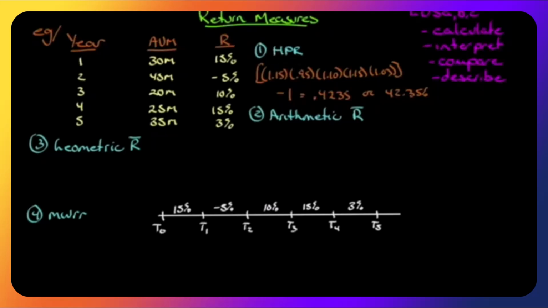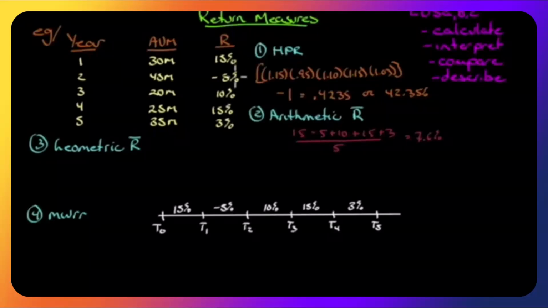Let's calculate the arithmetic return. And this is easy. You just take the average. All we're doing is just adding them up: 15 plus -5, which is 15 minus 5, plus 10 plus another 15 plus 3, and that is all over 5. If we do that, we will get 7.6%. So our best guess as to what the return will be over year 6, if we use an arithmetic mean, our expected value of what it'll be 1 year out, will be 7.6%, because that's the average return in any one period.